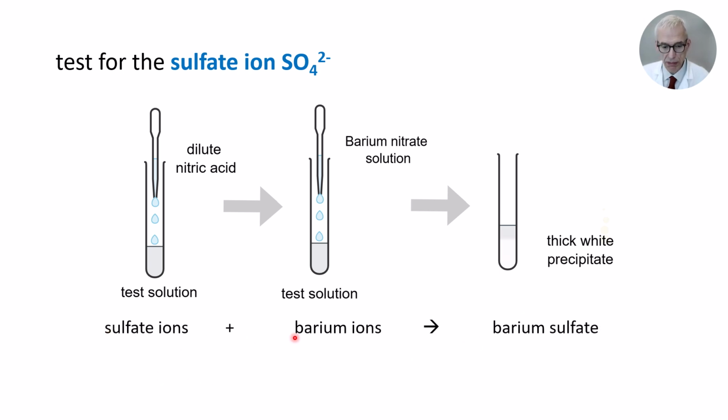Sulfate ions and barium ions combine to make a thick white precipitate of barium sulfate. Could you write the ionic equation for that precipitation? Pause, write the equation, come back to check.